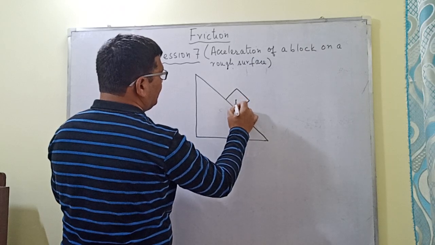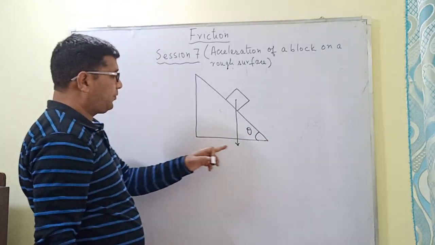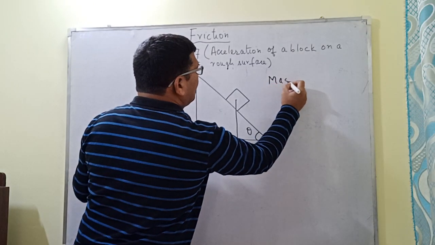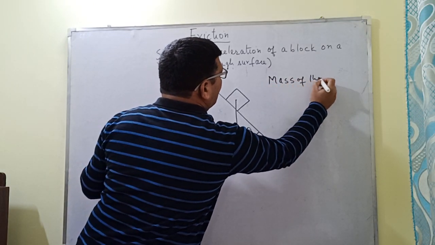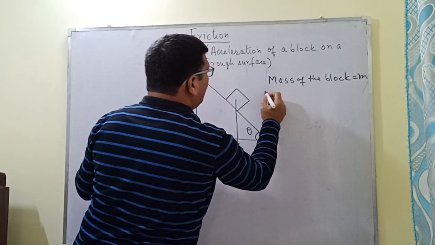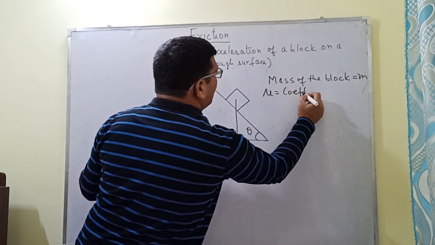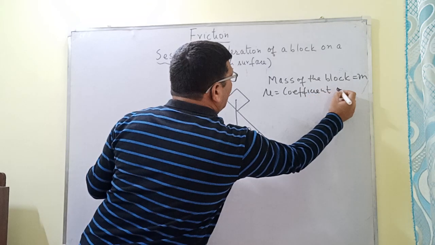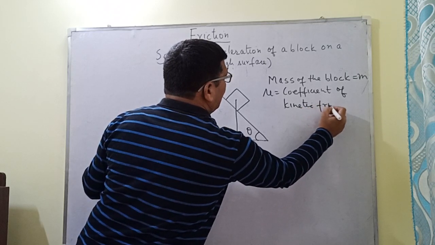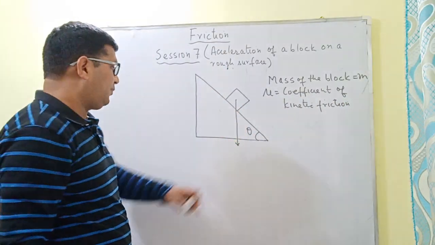So in this case, the weight of this body, let us say the mass of the block is m, and the coefficient of kinetic friction, mu, between this block and this inclined surface.